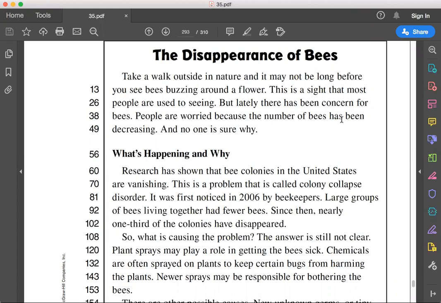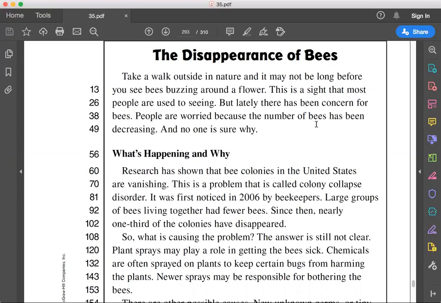The Disappearance of Bees. Take a walk outside in nature, and it may not be long before you see bees buzzing around a flower. This is a sight that most people are used to seeing. But lately, there has been concern for bees. People are worried because the number of bees has been decreasing, and no one is sure why.